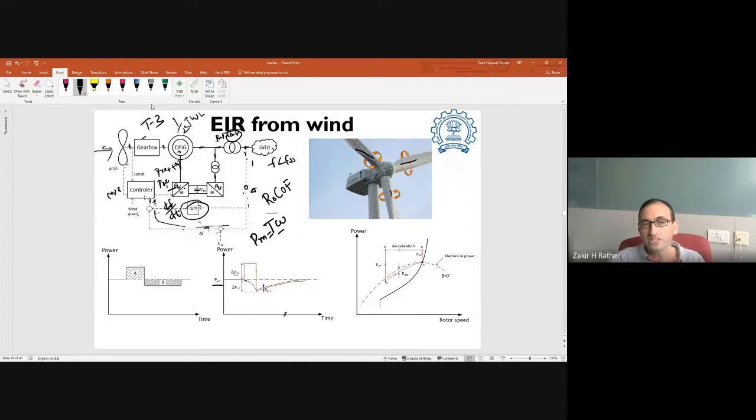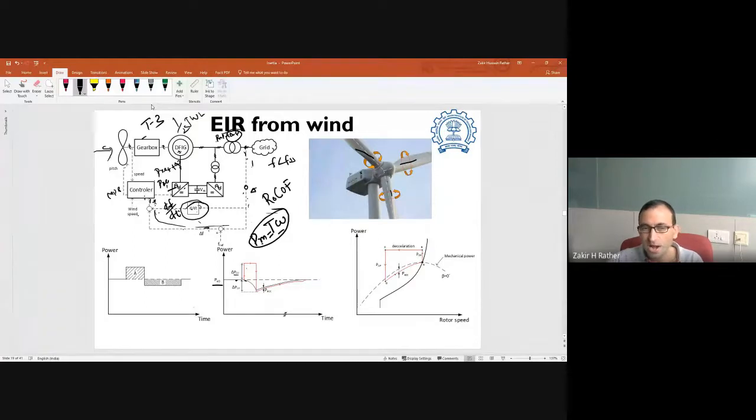And because of that, the speed of the machine goes down. Since the speed of the machine goes down, the mechanical power generated by this machine decreases. But the summation of this mechanical power and delta P that is coming from this rotational energy is still higher than this power, earlier power, pre-disturbance power. So the power seen by the grid is going to now increase, even though mechanical power further decreases.